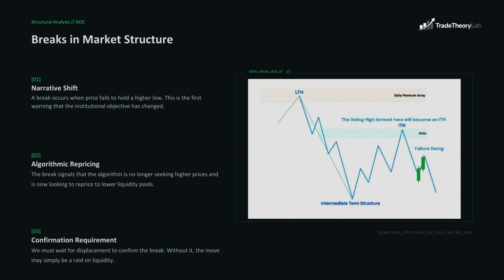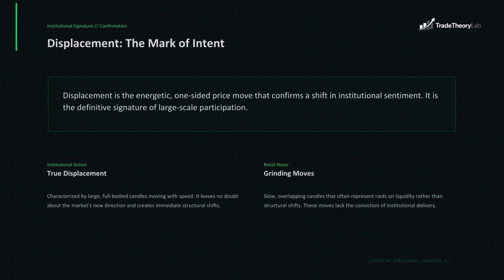But what happens when a landing breaks? What happens when price fails to hold a higher low and instead trades below it? This is a break in market structure. It is the first warning sign that the institutional narrative has shifted. It is not merely a change in direction, it is a change in the algorithm's objective. A break in structure tells us that the market is no longer interested in seeking higher prices and is now looking to reprice lower. We must be patient with these breaks.